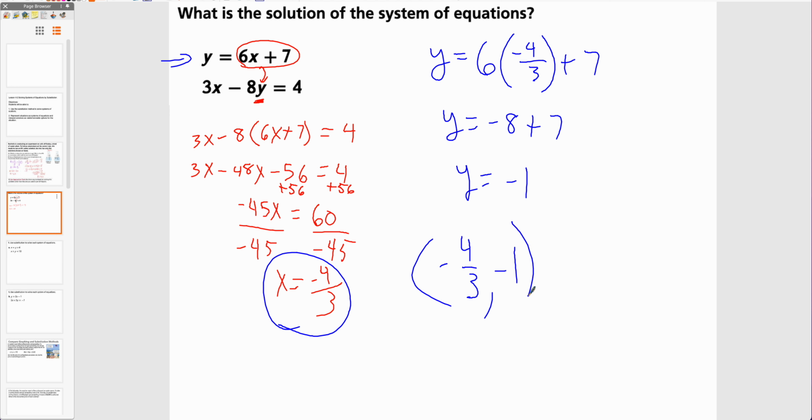Ordered pair. That's a location on a graph, right? We've already seen that with solving by graphing earlier. That's where the two lines are going to cross. So we write our answers as an ordered pair. Okay?